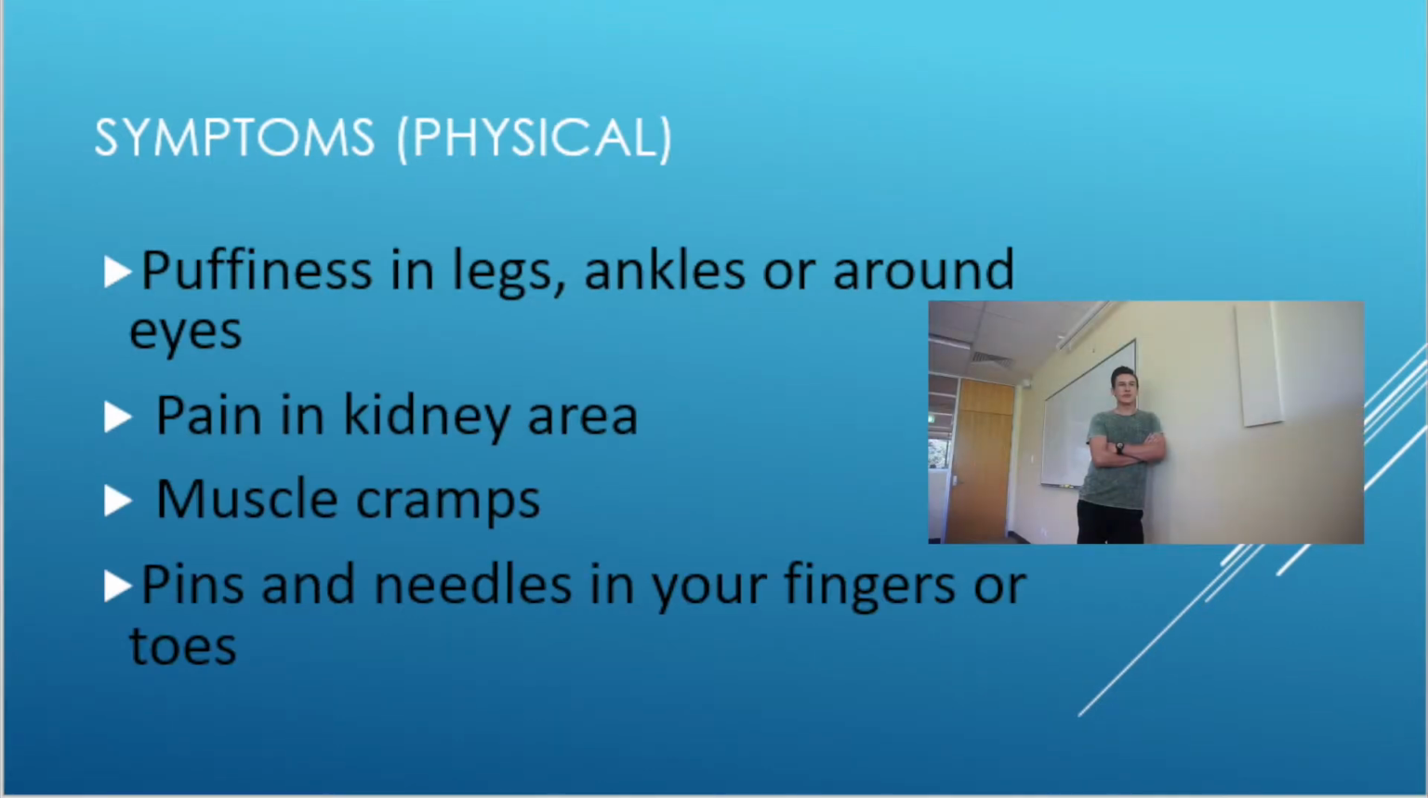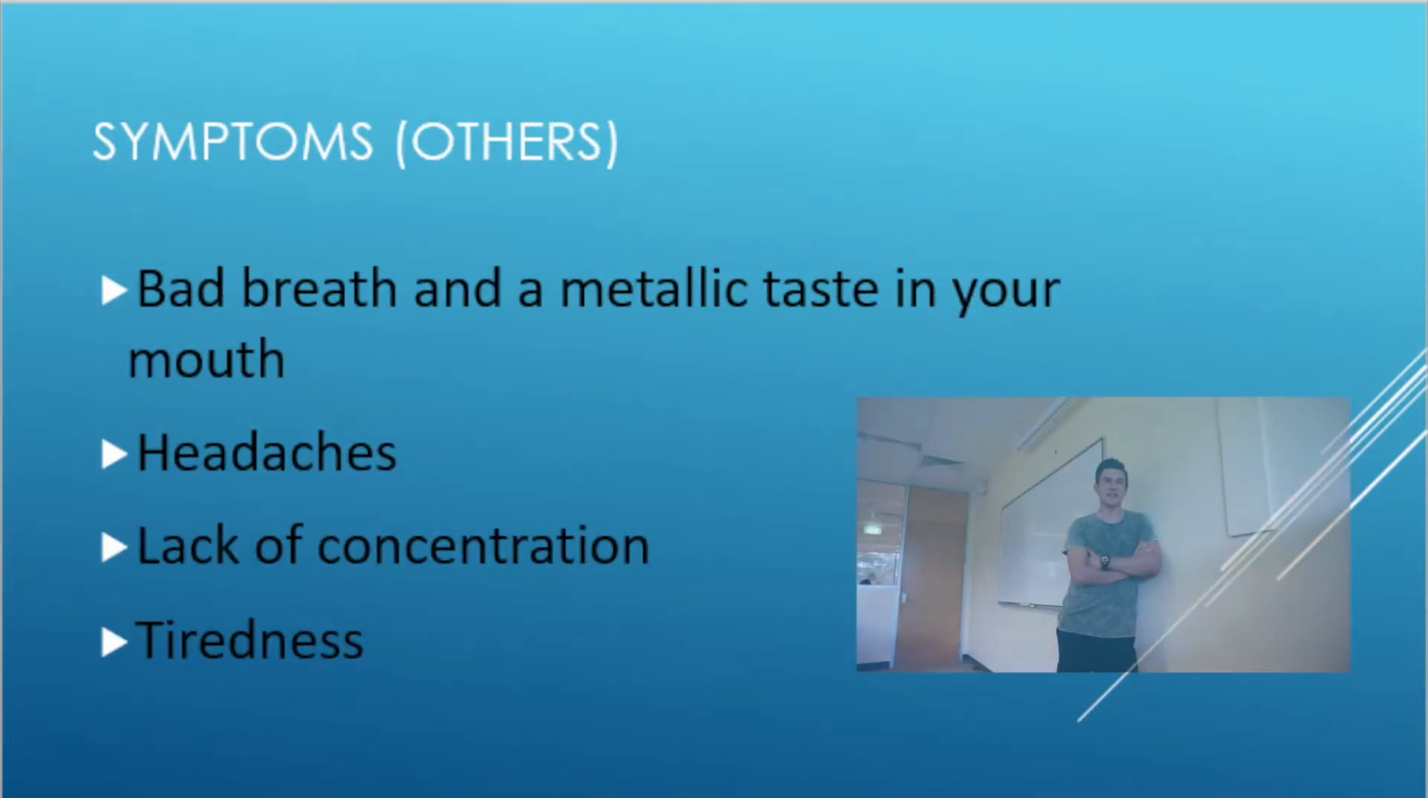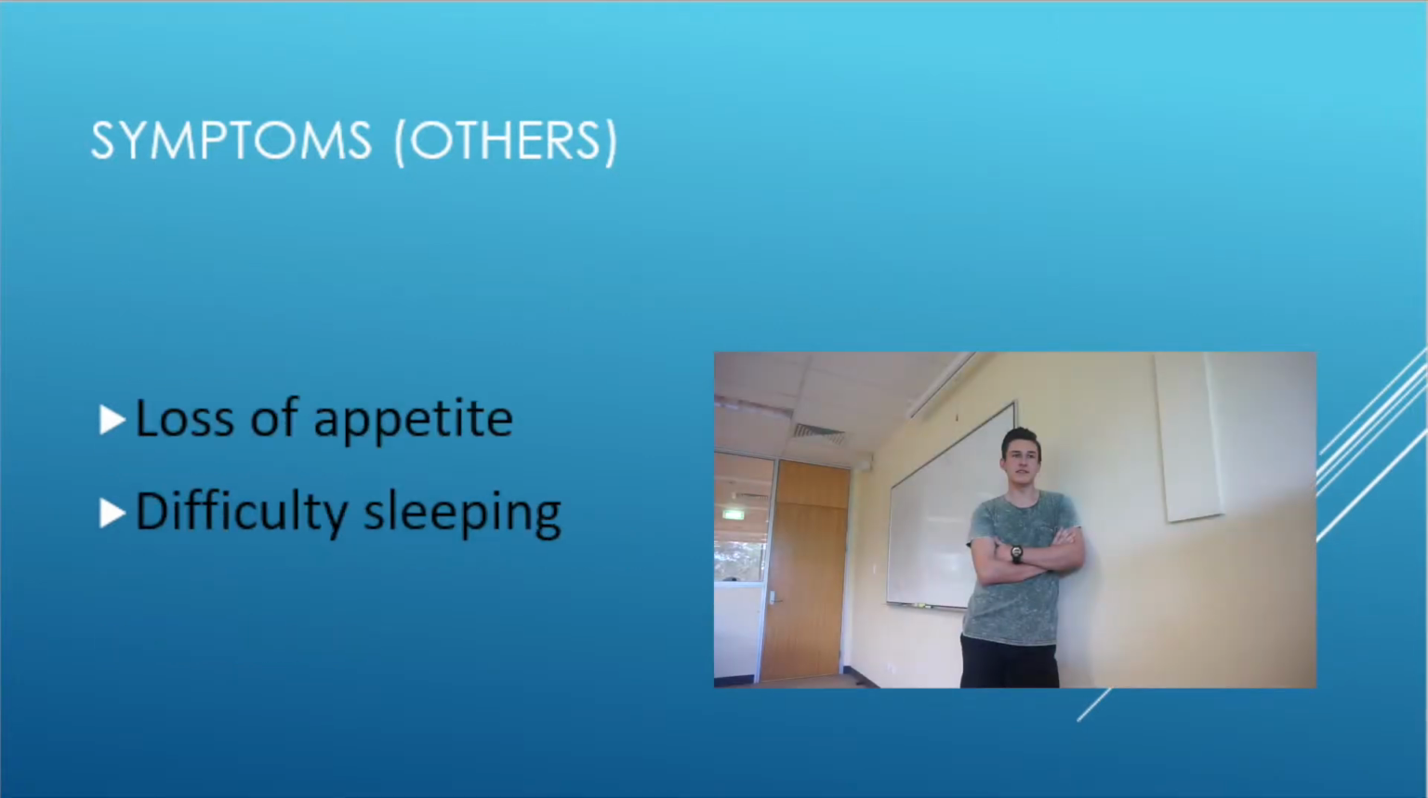Signs of physical pain can also be associated with renal disease, such things as puffiness in the legs, ankles or around the eyes, pain in the kidney area, muscle cramps, pins and needles in your fingers or toes. The patient may also experience bad breath and a metallic taste in your mouth, headaches, lack of concentration, tiredness, and in severe situations, nausea and vomiting, loss of appetite, difficulty sleeping.